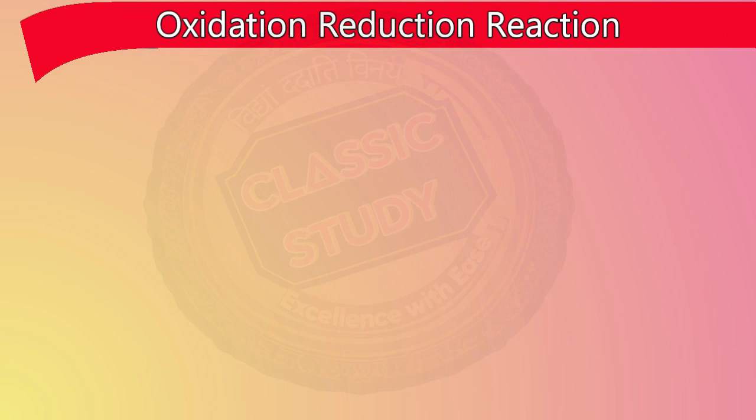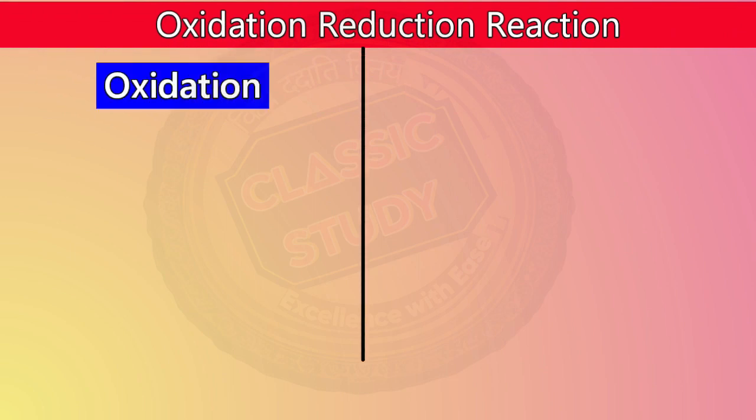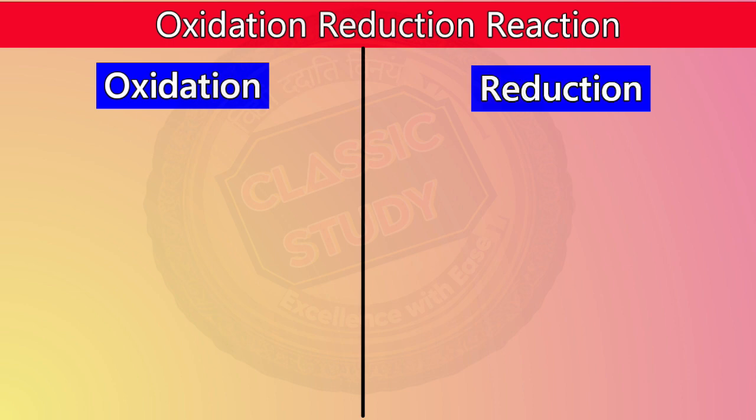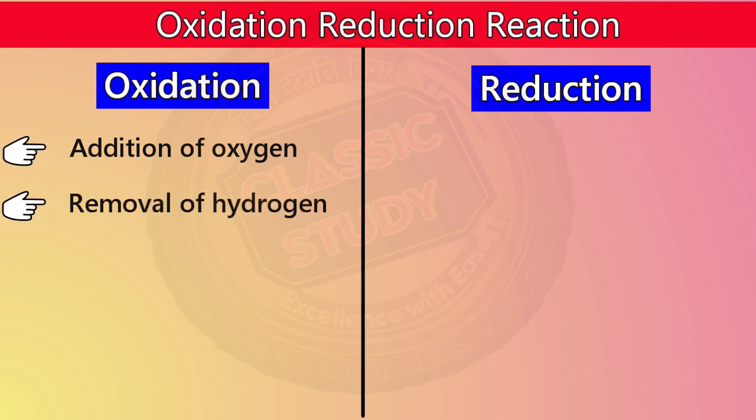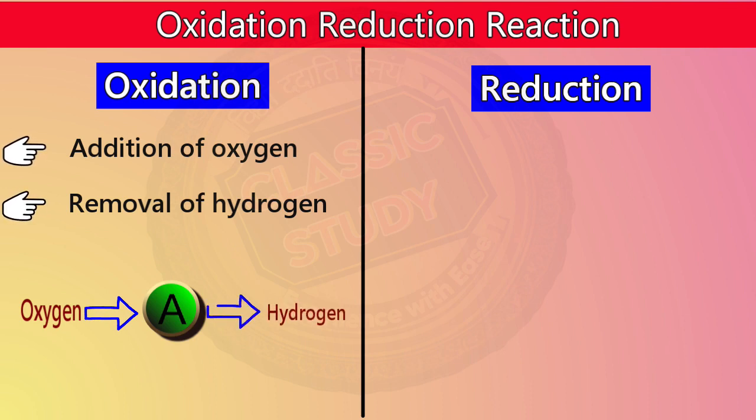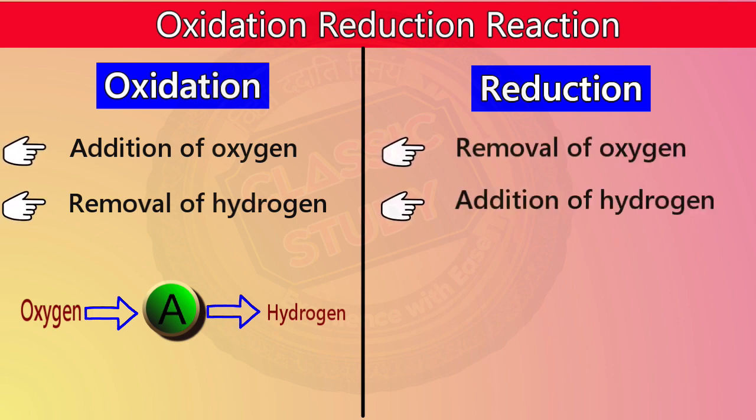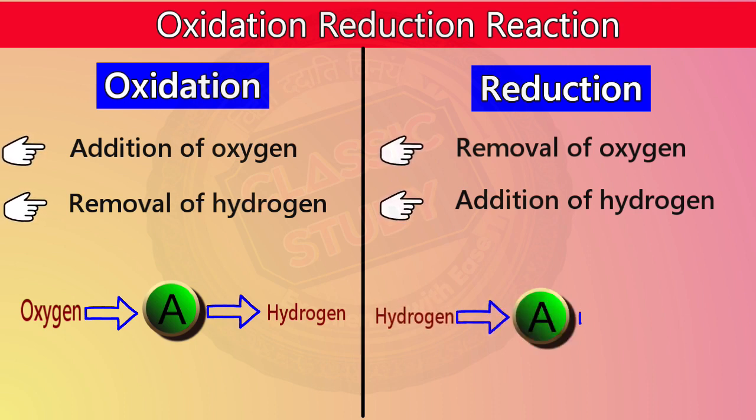Next reactions are oxidation reduction reactions. They are commonly called redox reactions. So let's understand what is oxidation and what is reduction. Oxidation means addition of oxygen or removal of hydrogen. That means, say for a compound A, if it gains oxygen or if it loses hydrogen, it is said to be undergoing oxidation. Reduction is removal of oxygen and/or addition of hydrogen. Say for example, a compound A gains hydrogen or loses oxygen, it is said to have undergone reduction.